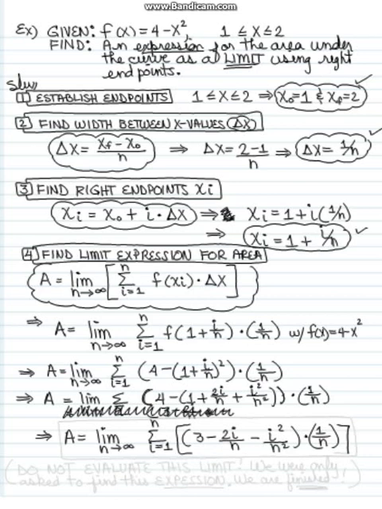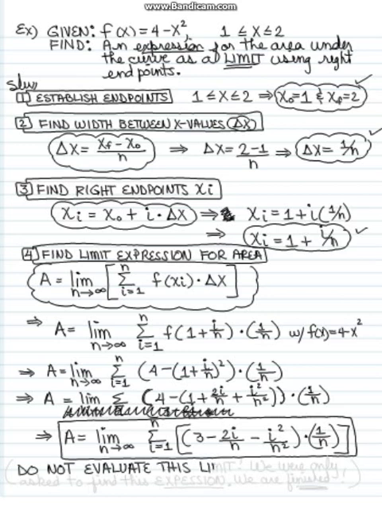We don't need to simplify it any further than that. That's an expression. It depends on i. It depends on n. It's actually the limit, so we're going to have infinitely many rectangles. Do not evaluate this limit. You were not asked to. We are only asked to find this expression.